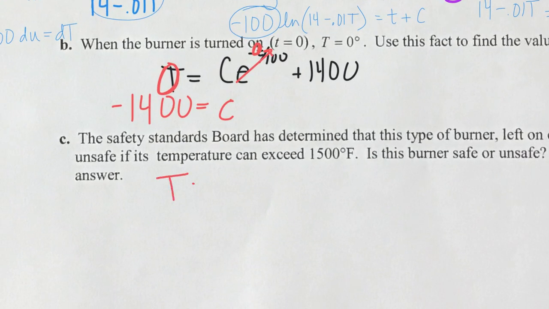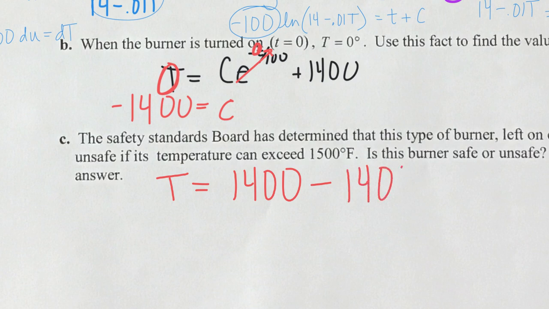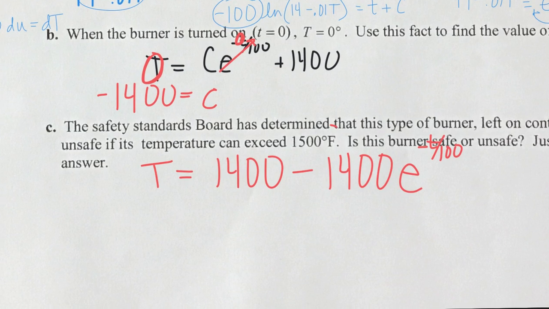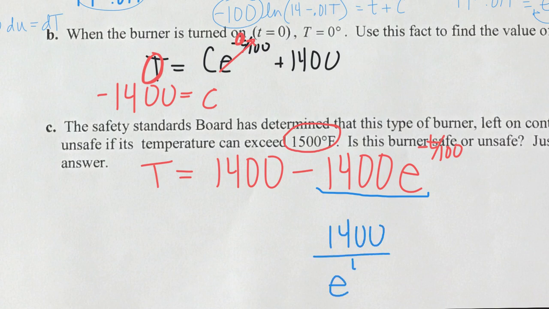So our function T looks like 1400 minus 1400e to the negative t over 100. We want to know if it's unsafe, if it's left burning forever, if it goes above 1500 degrees. So let's do some evaluating here for a second. We can write this as 1400 over e to the t over 100, because it's a negative power, we can put it in the bottom.